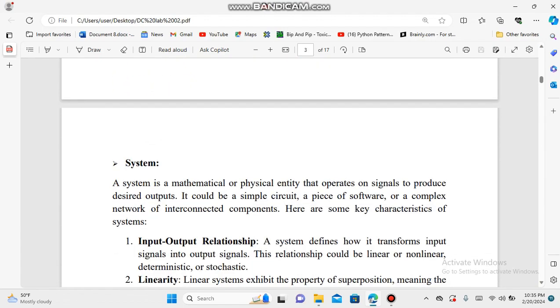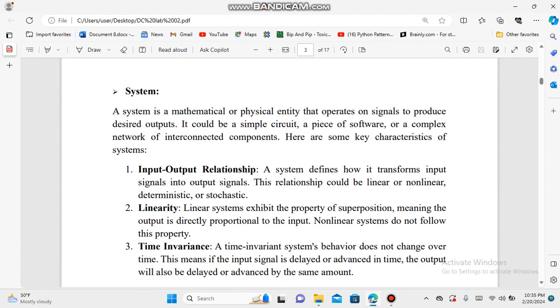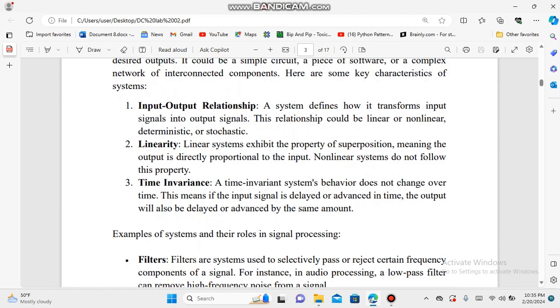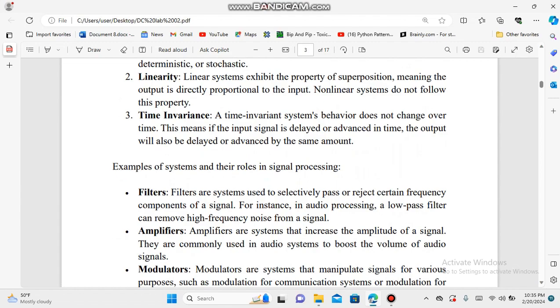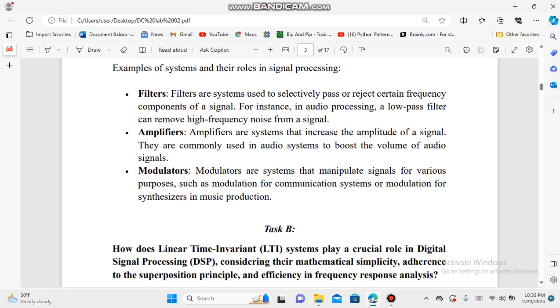Now, what are systems? A system is a mathematical or physical entity that operates on a signal to produce the desired output. It could be a simple circuit, a piece of software, or a complex network of interconnected components. In systems, we can discuss input-output relationships, their linearity, and their time invariance. Examples of systems are filters, modulators, and amplifiers.